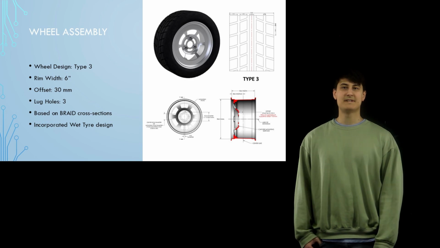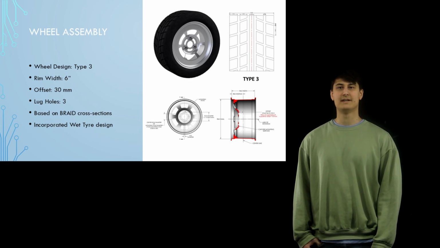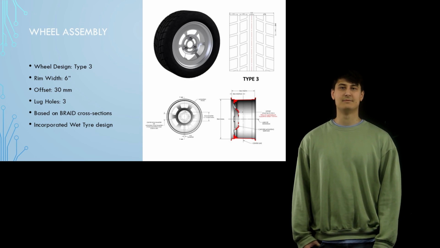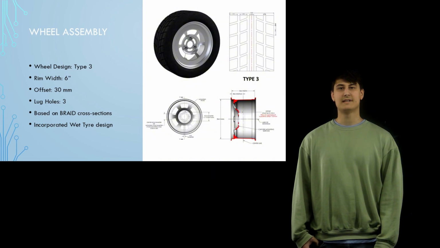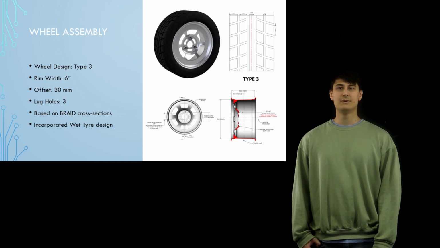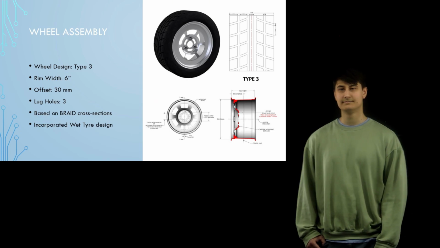For our wheel assembly, we specified a 6-inch rim width, an offset of 30 millimeters, and a 3 lug hole configuration. To create our model, we traced cross-sectional images of BBS wheels, which were provided to us, and used those profiles as guides for our rim geometry. The two diagrams shown here are the cross-sections we used during modeling. We also applied the designated tire tread pattern, completing the assembly to match the project requirements.